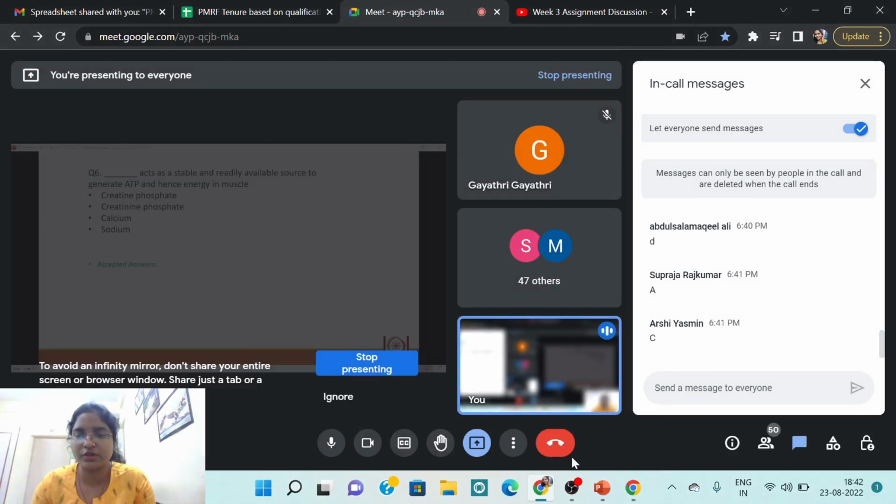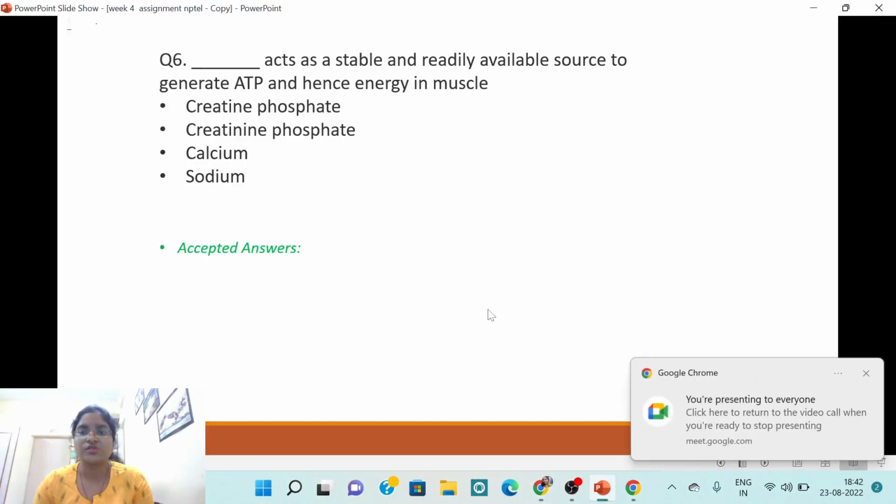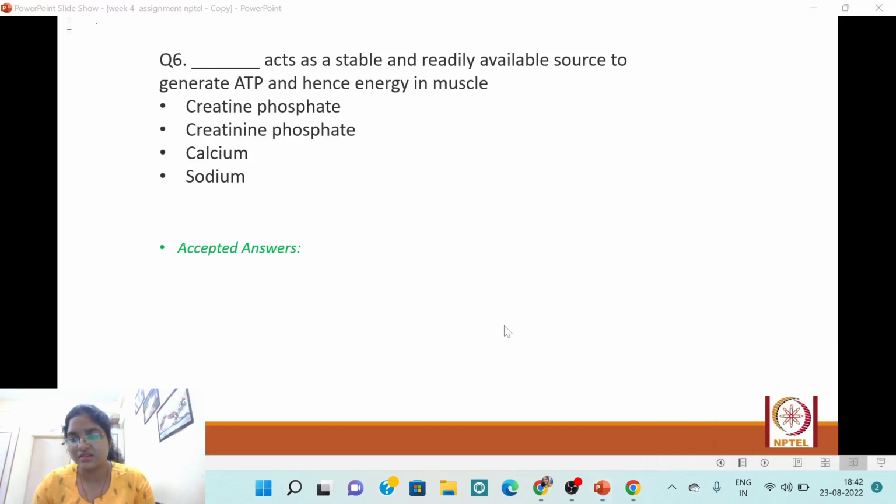Okay, most of you have given the answers, I guess. So the correct answer is A. Whoever has given the right answer A, that's really great. So creatine phosphate acts as a stable and readily available source to generate ATP and hence energy in muscles. So creatine phosphate is the stable source.